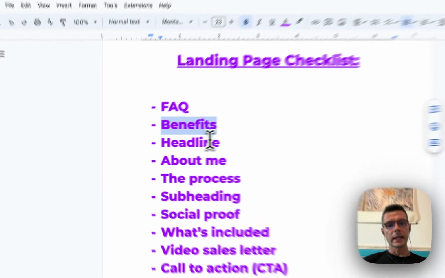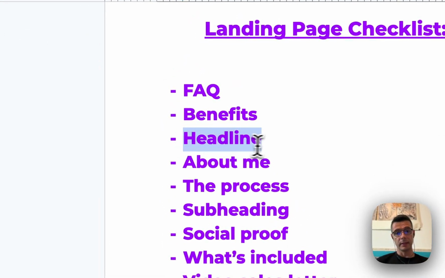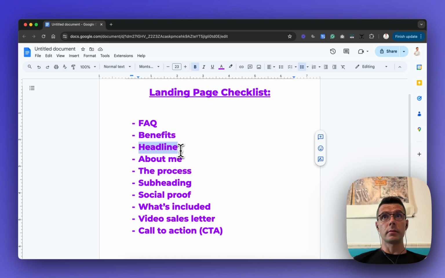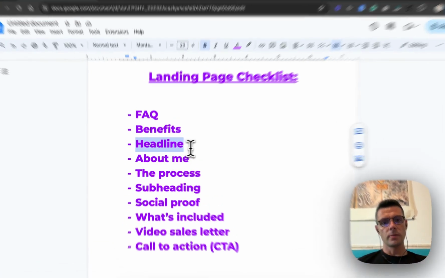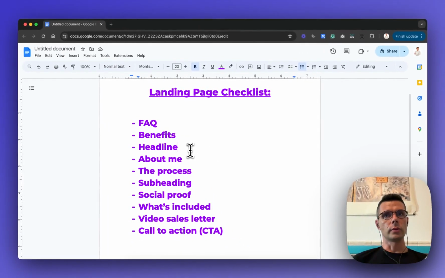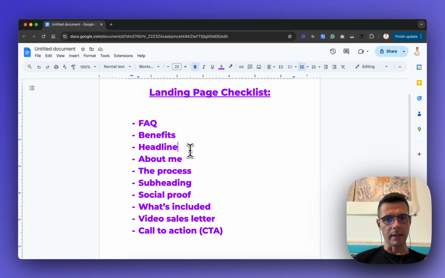Okay, next one is the headline. Headline is pretty straightforward. It speaks for itself. The headline is the first sentence they see on the landing page, so it's important to spend time on the headline and come up with a catchy headline which is gonna keep them on the page.